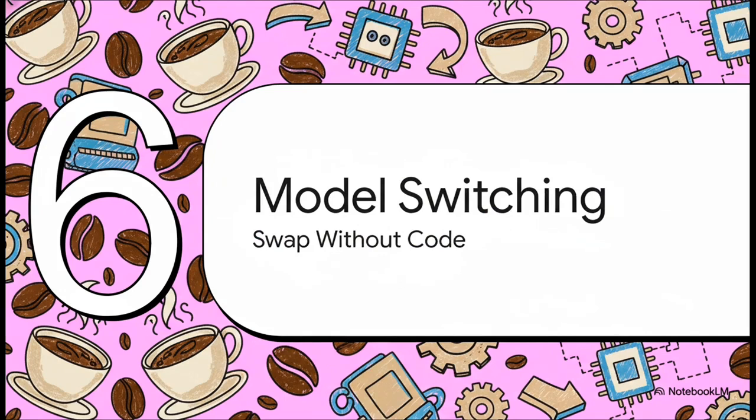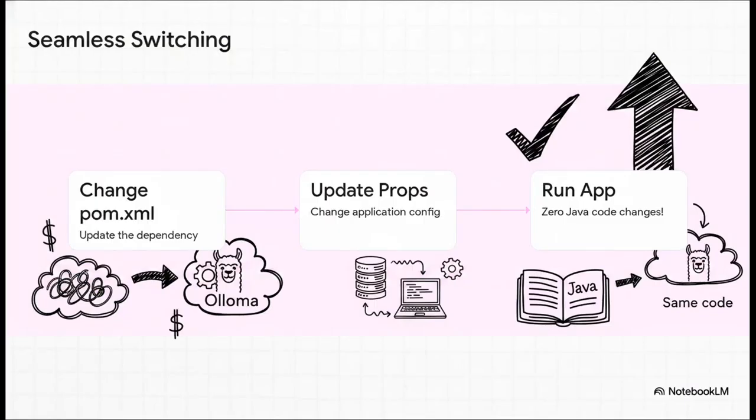Finally, Section 6, Seamless Model Switching. This is the ultimate payoff right here. Let's say you want to switch from a paid OpenAI setup to a completely free, private, locally hosted Ollama model. How do you do it?